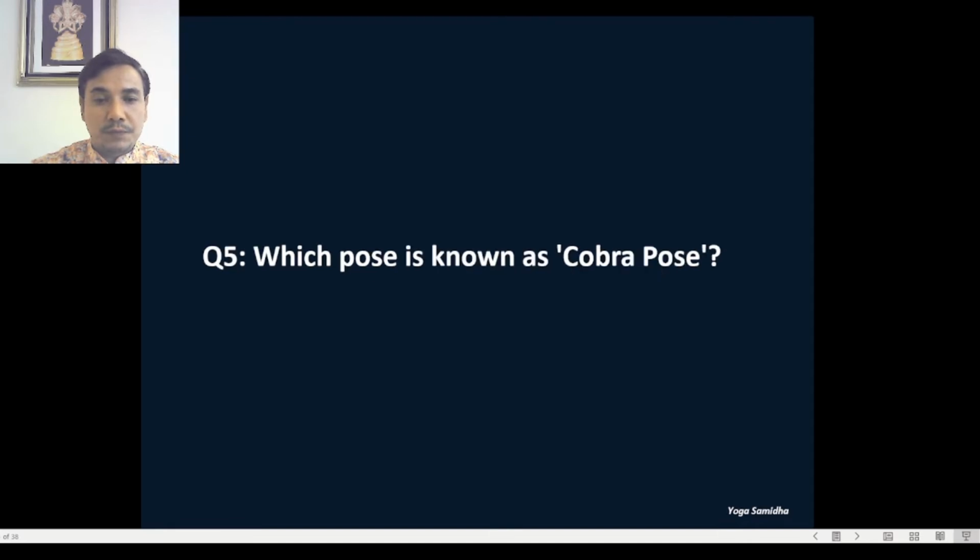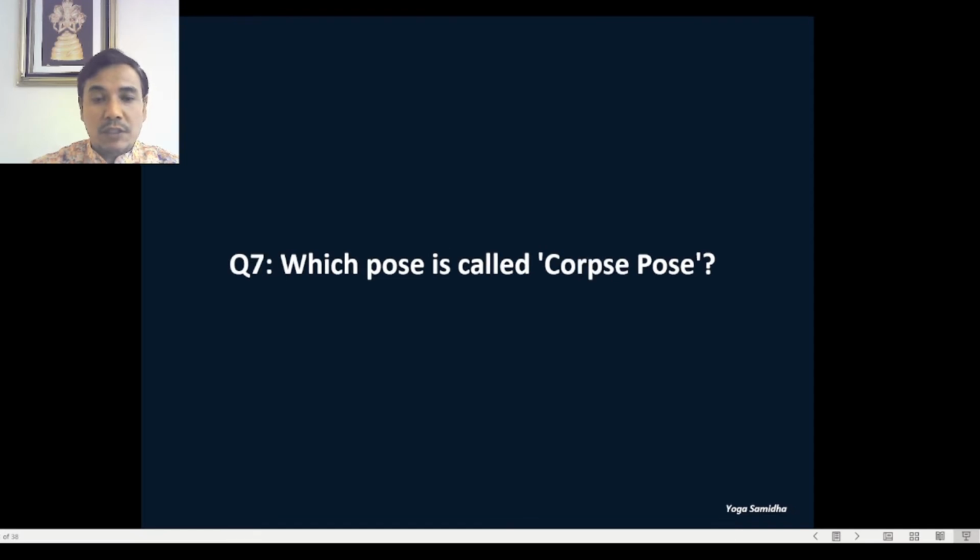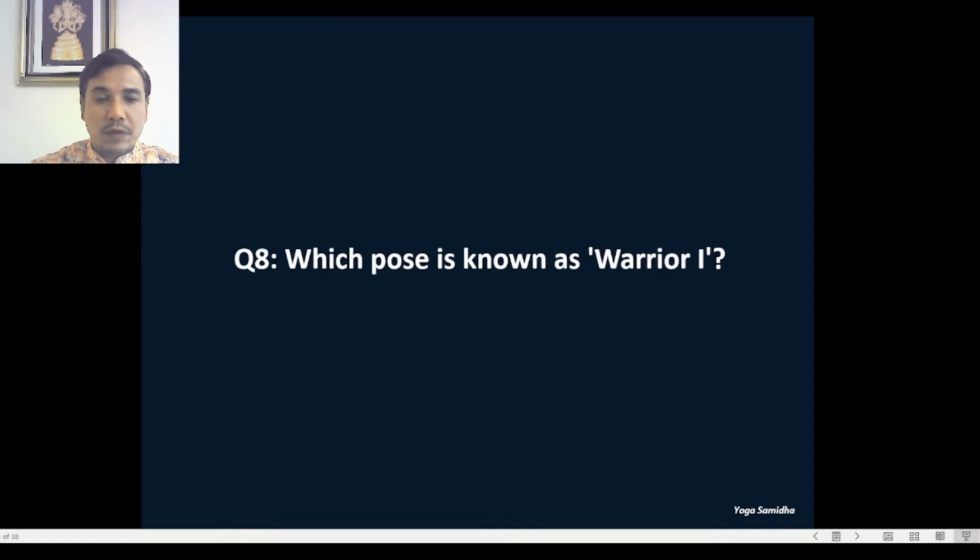Bow pose. Question fifth, which pose is known as cobra pose? Cobra pose. Question sixth, which pose is called child pose? Child pose. Question 7th, which pose is called corpse pose? Corpse pose. Question 8th, which pose is known as warrior 1?